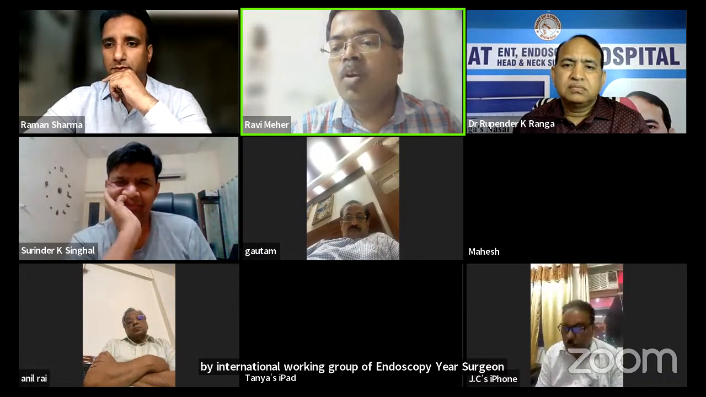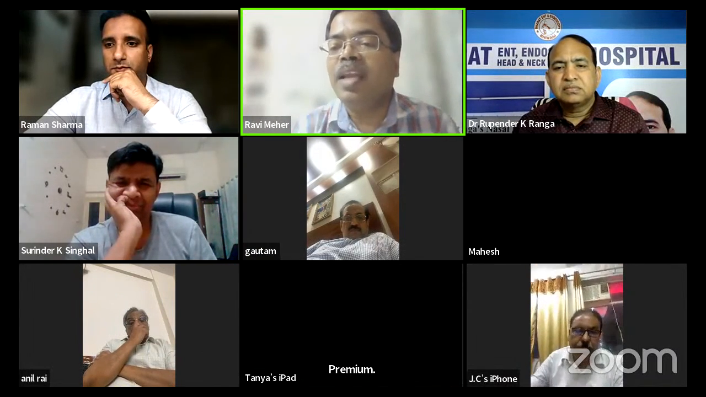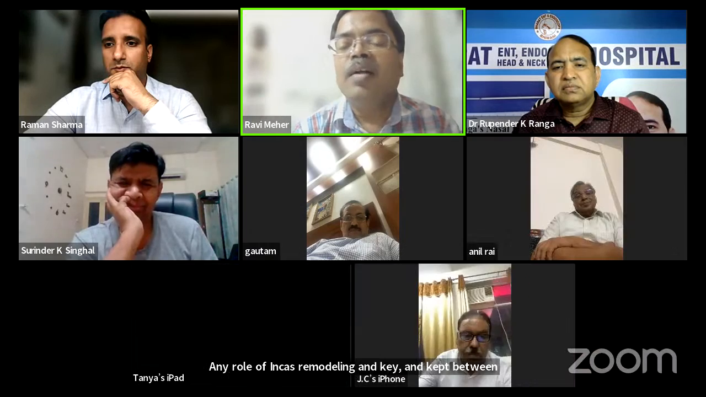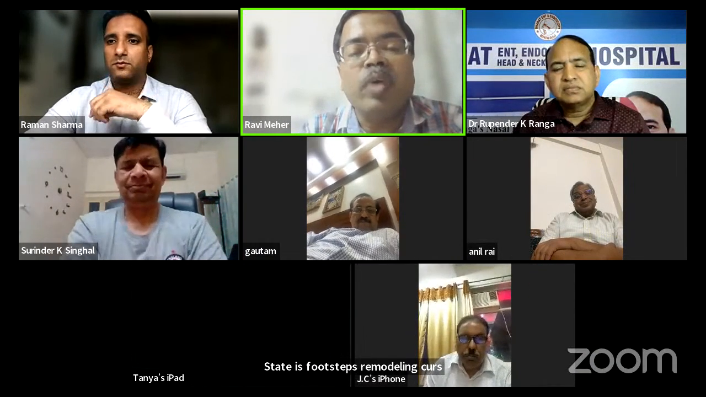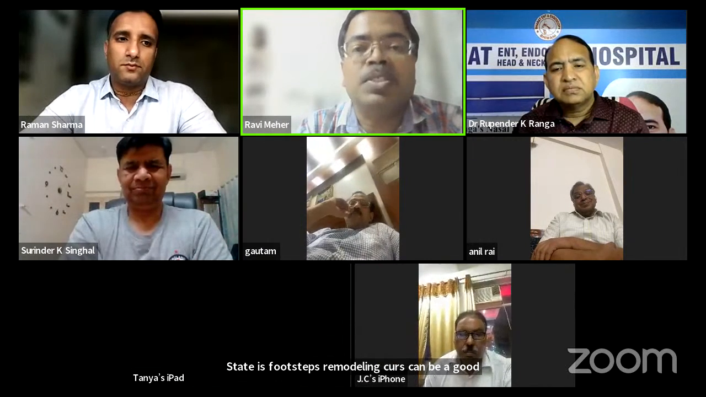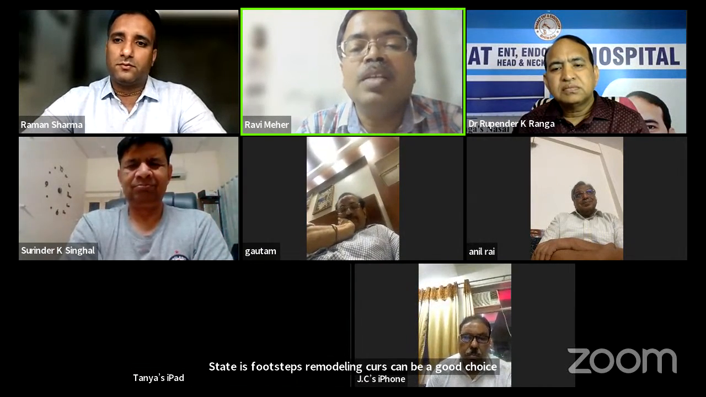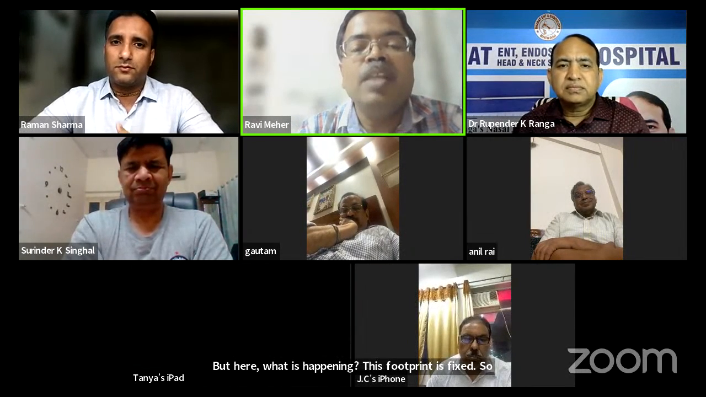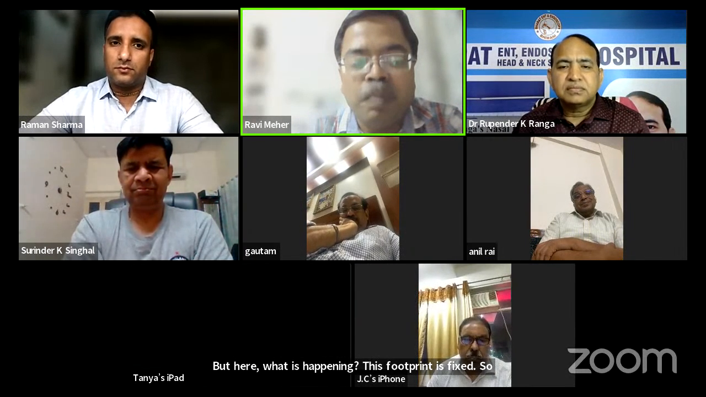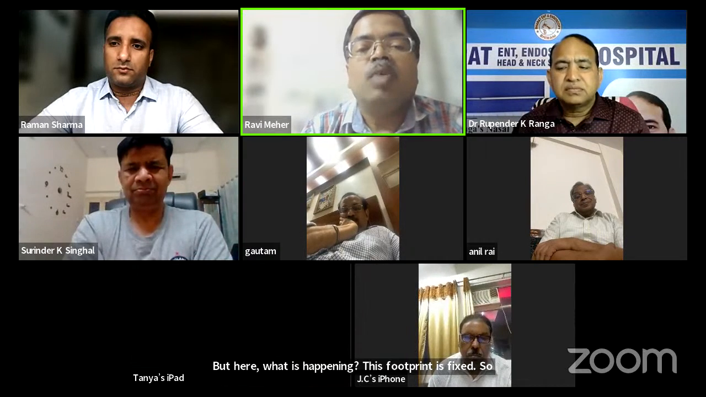Any role of incus remodeling and keeping it between the stapes footplate? Remodeled incus can be a good choice if you have an intact suprastructure. But here what is happening? The footplate is fixed, so you have to remove the suprastructure. You have to make an assembly from the footplate to the malleus. So how can you make that?